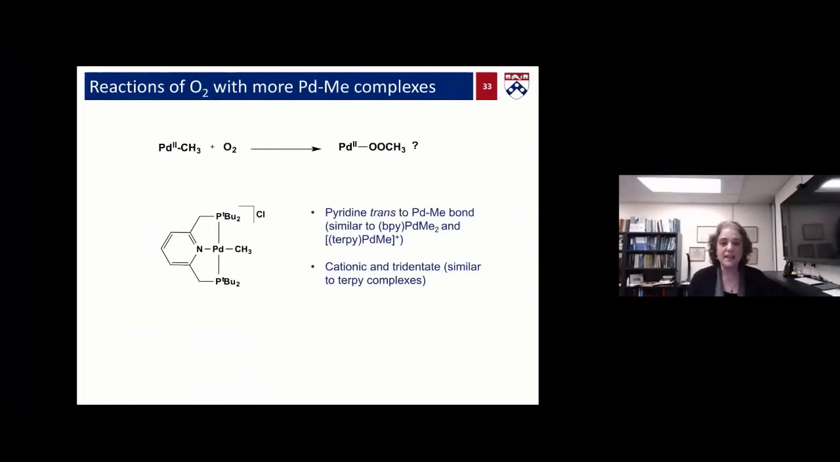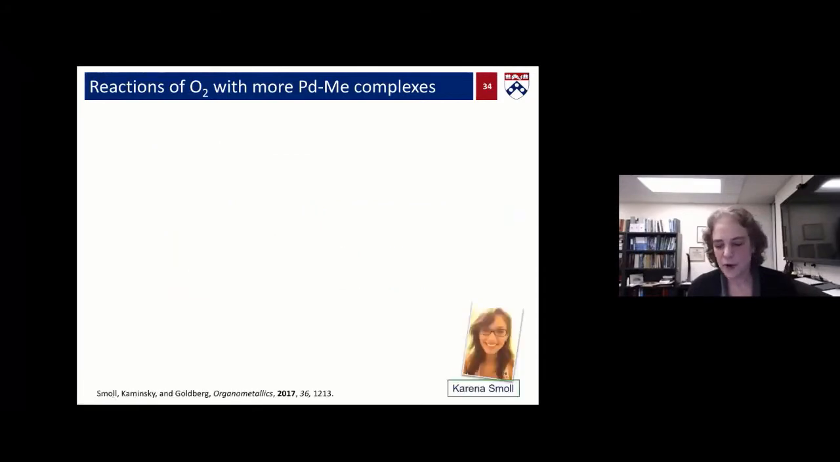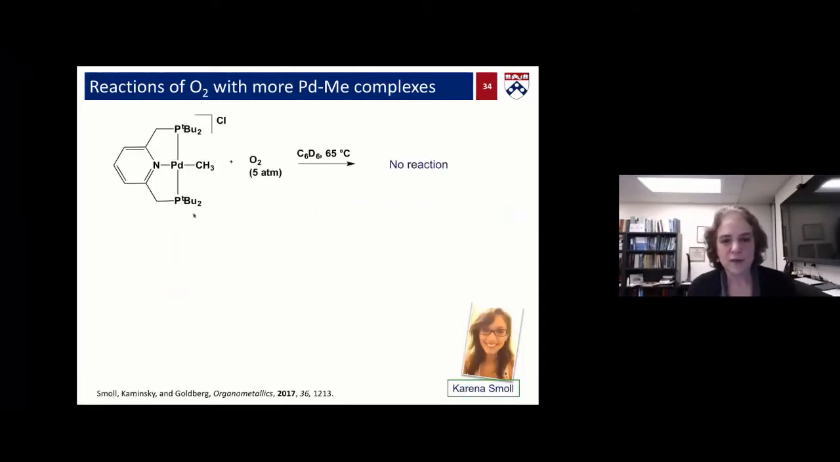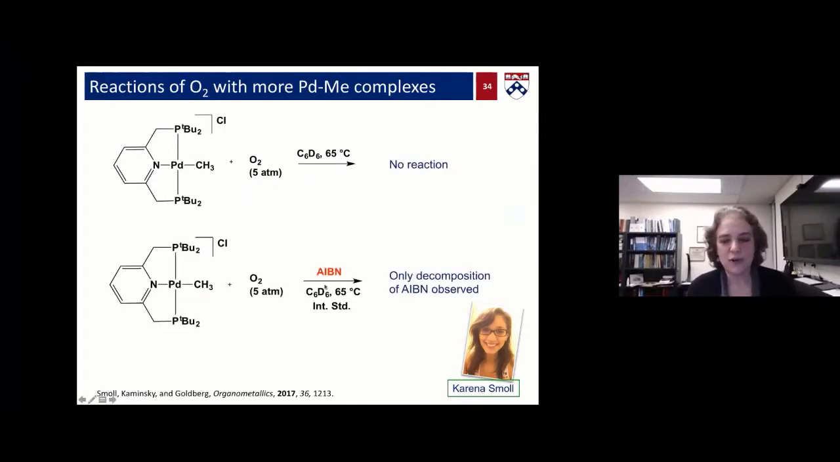We were interested again in finding out how general are these reactions. We decided to look at this palladium-2 compound as shown here with this PNP type ligand. The reason being the methyl group was trans to a pyridine, as it was in the terpy examples of Bertovcik or in our bippy example. They're cationic and tridentate like the Bertovcik example. Karina Smol worked on this project, and what she found was that there's actually no reaction with oxygen. When she put AIBN in, we only observed decomposition of the AIBN, but again, no reaction.